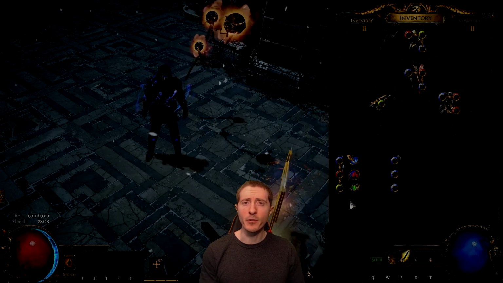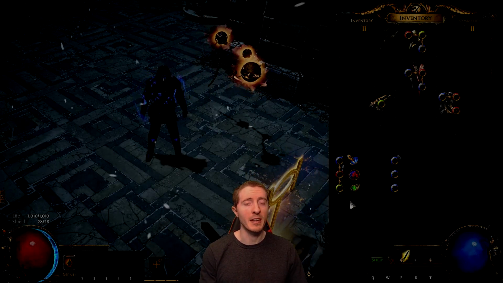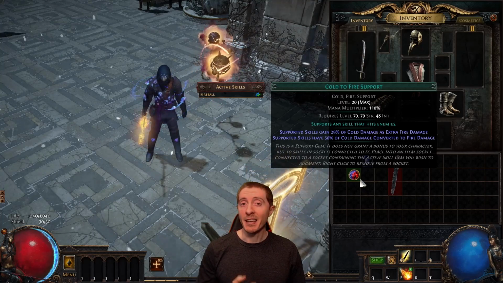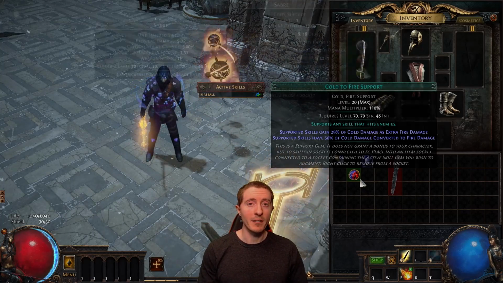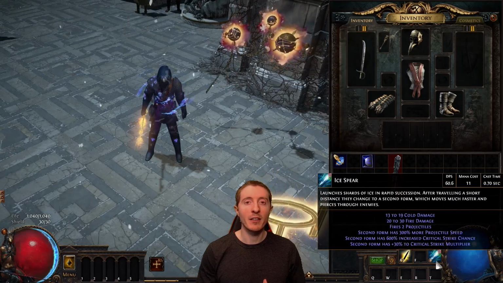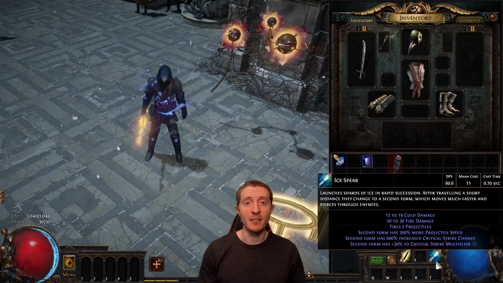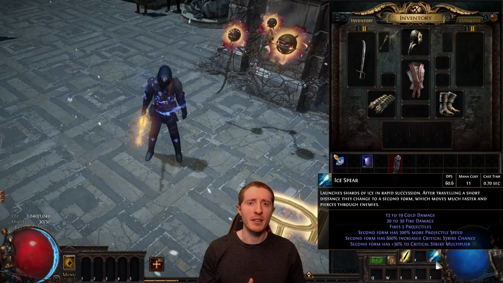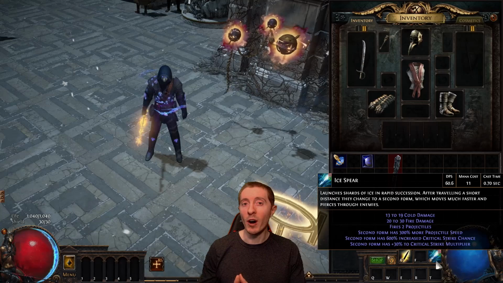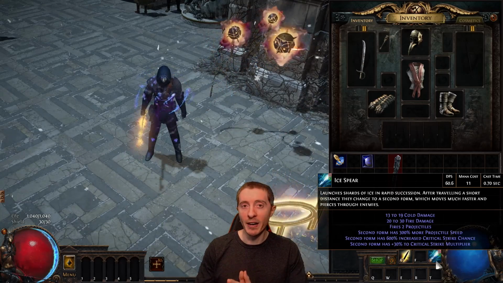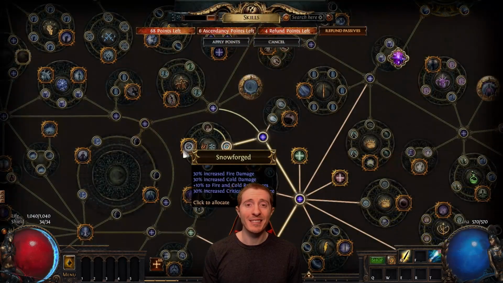Let's touch on conversion real quick because it's a very important mechanic for determining our damage. When you convert a damage type, like taking Ice Spear and adding the Cold to Fire support gem to it, damage modifiers that affect cold damage and fire damage now apply to this skill. Because when you convert something in Path of Exile from X to Y, it is affected by things that affect both X and Y. With our Cold to Fire example, let's say that we take the Snowforged notable off the passive tree. Let's unpack what happens here.